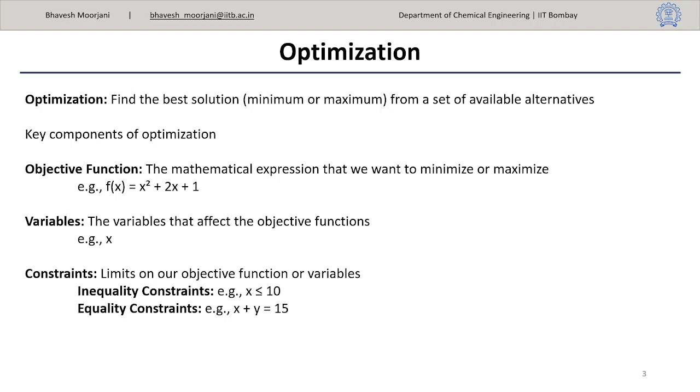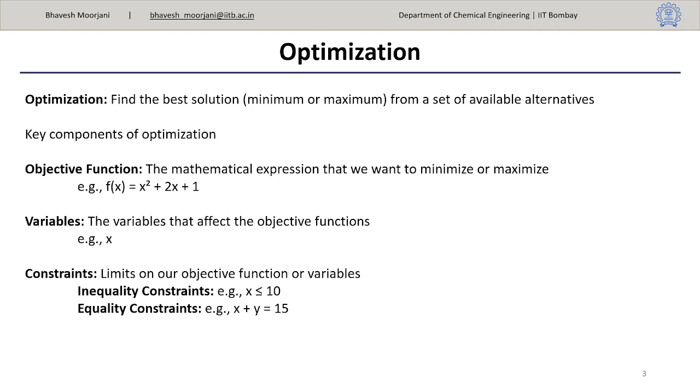Then you have variables. Variables are part of your objective function. These are the independent variables that you can vary, according to which your solution or your objective function will also change, right? Now many a time we come across some constraints. Constraints are nothing but they limit the value of our variables or objective functions, right?